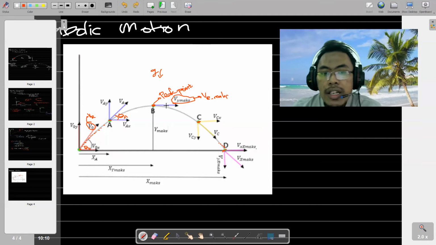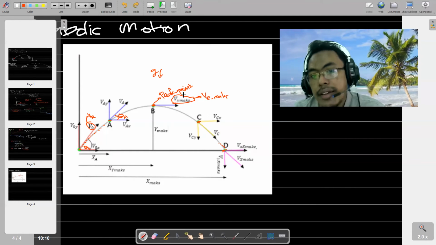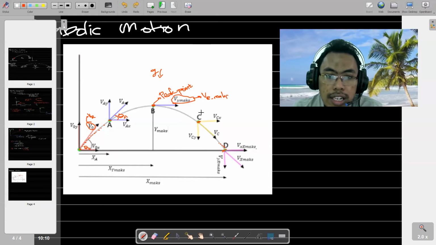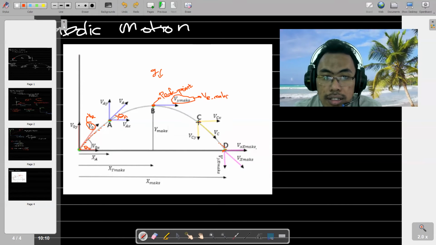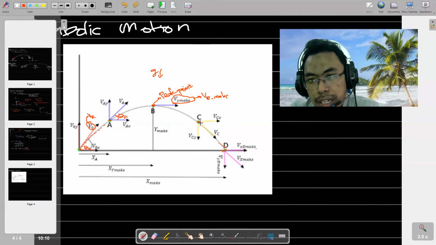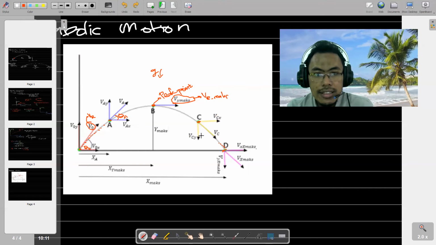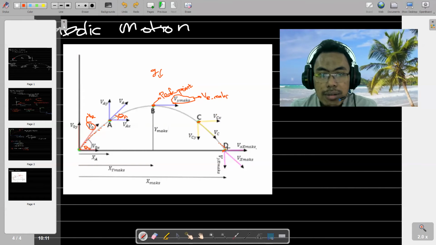komponen Y. And then we move to point C, and in point C the direction of the resultant is like this, into this direction. And because the direction is like this, it has X and also Y components. And it's also similar at point D.